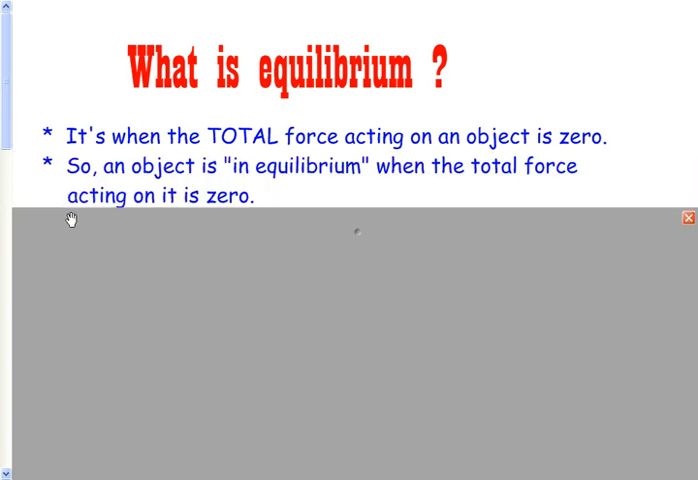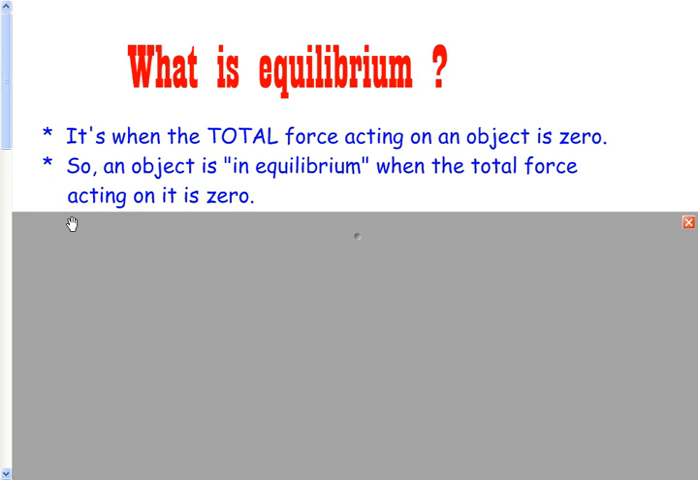Another way the word is used quite often is referring to an object. An object is said to be in equilibrium when the total force acting on it is zero. Why do we care about this? It turns out that if we know an object is in equilibrium, we will know something about its motion. And if you stick around and learn a little bit about Newton's laws of motion, this will come up again.